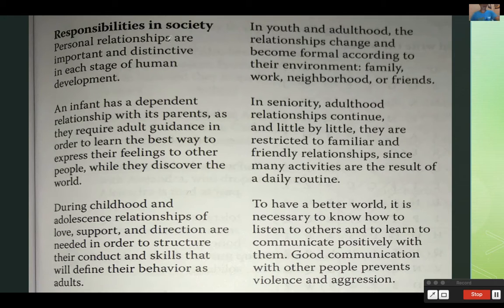Personal relationships are important and distinctive in each stage of human development. An infant has a dependent relationship with its parent, as they require adult guidance in order to learn the best way to express their own feelings to other people while they discover the world.